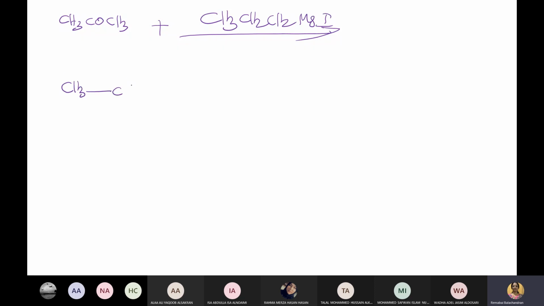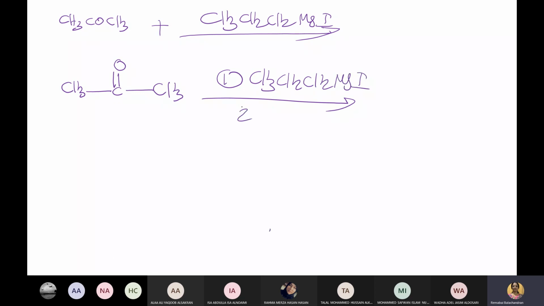CH3COCH3 plus which Grignard reagent you want? Tell me a Grignard reagent other than CH3MgBr. Instead of CH3, some other group. CH3CH2CH2MgI. Okay, so now how do we write it? CH3 C double bond O CH3. First step CH3CH2CH2MgI. Second step H3O plus.